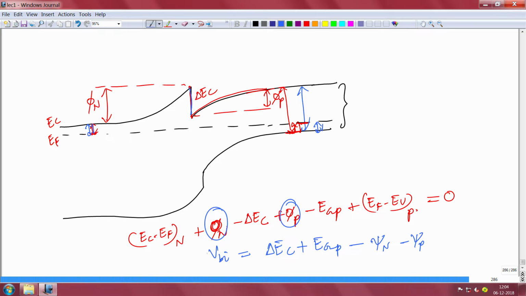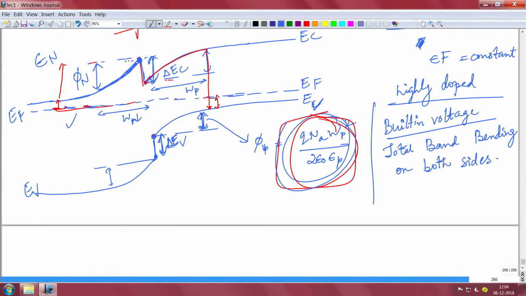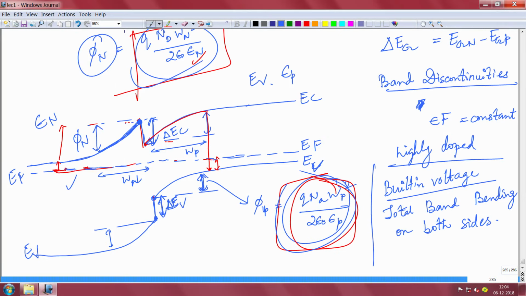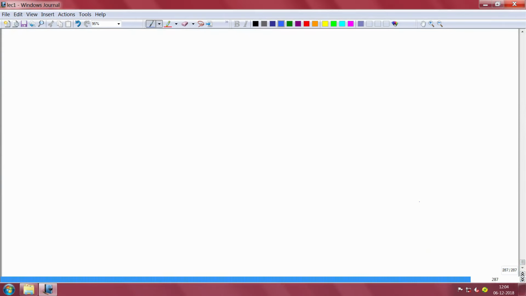So this quantity will also give you the built-in potential, which I had told you in the previous slide is essentially this quantity plus this quantity. Okay, that is the built-in potential. Now this is only one type of heterojunction, by the way. There could be many other types of heterojunctions, where depletion approximations actually break down.